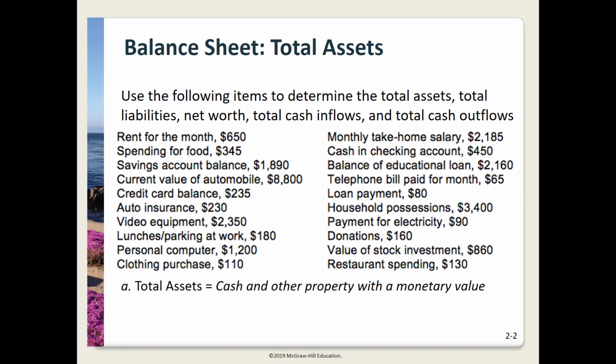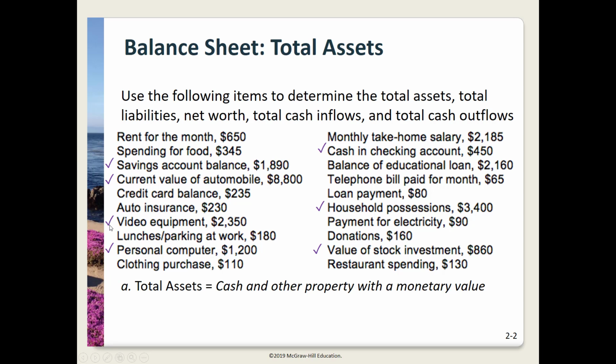So in this next problem, we're still working with the balance sheet. You're given these items here to work with, and you're going to determine different components of the balance sheet. So in this part A, we're looking at total assets. In other words, we want to identify all the cash and property that has a monetary value. So as we look through, I'm going to go ahead and check off each item that would fall under this category. So going down the items, we've got a savings account balance of $1,890. We have an automobile that has a current value of $8,800. And we continue to go down.